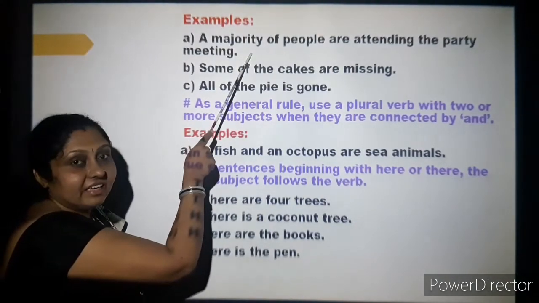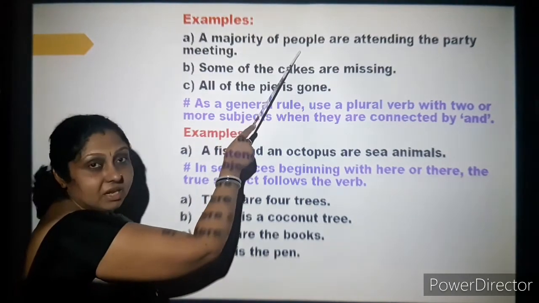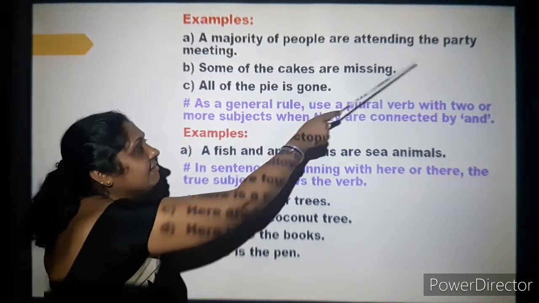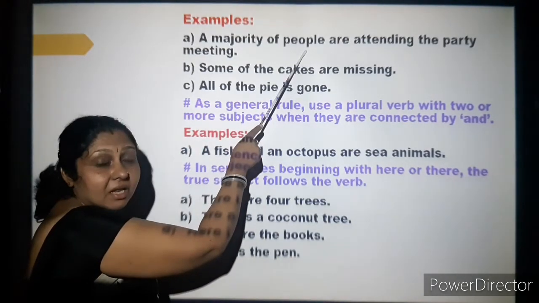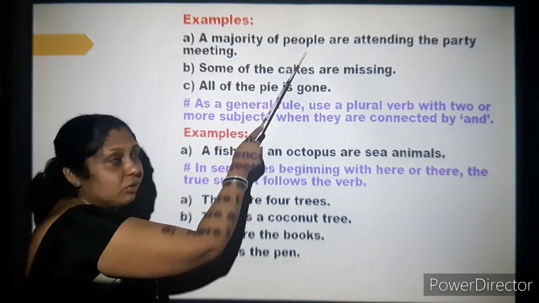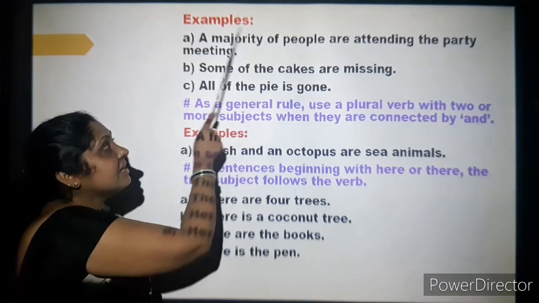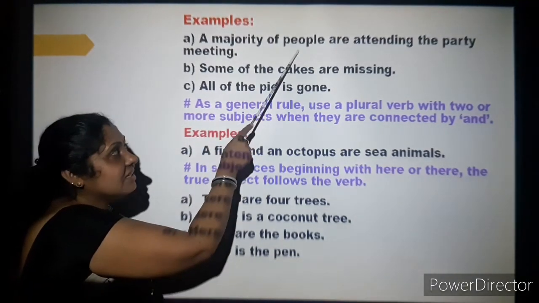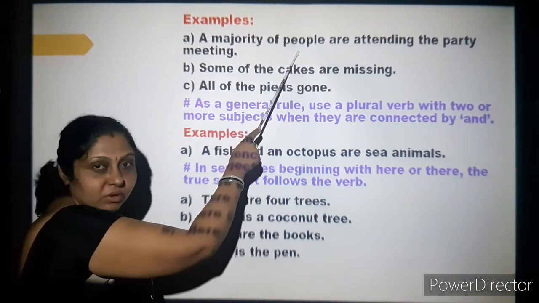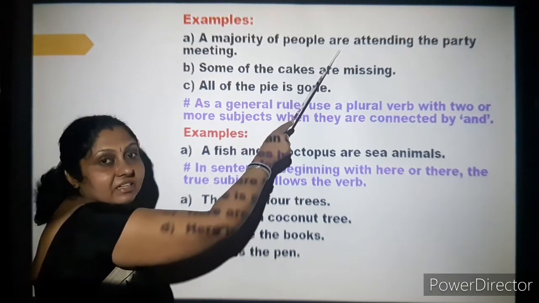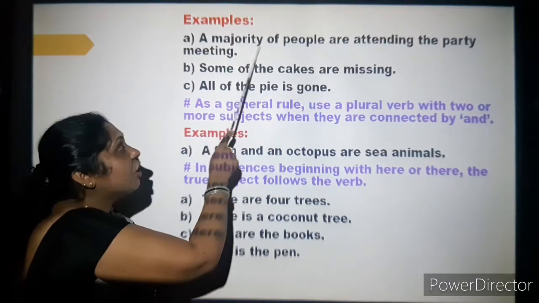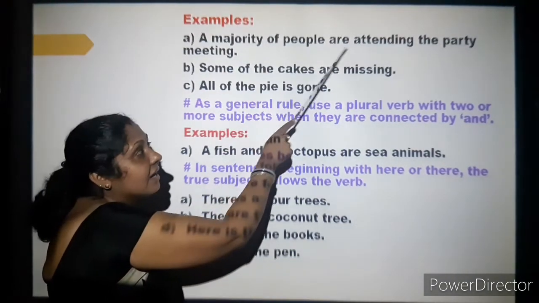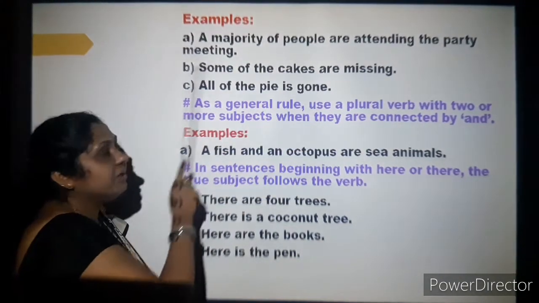A majority of people are attending the party meeting. A majority of people. People is in plural form and you have taken the usage a majority. So, since the noun is in plural form, your verb, that is are, is also in the plural form. A majority of people are attending the party meeting.